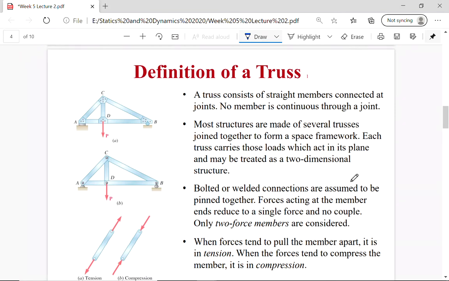Bolted or welded connections are assumed to be pinned together. Forces acting at the member ends reduce to a single force and no couple. So they can't support couples, and I only get two force members. Again, they can't have forces in the middle.